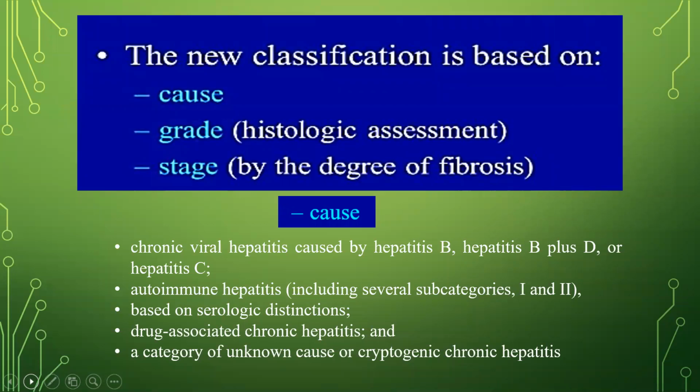But the new classification is based on the cause, the grade, which is similar to histological assessment, and the stage, depending on the degree of fibrosis. By the cause, we can divide all chronic hepatitis into chronic viral hepatitis caused by hepatitis B, B plus D association, and C; autoimmune hepatitis, including several subcategories based on serological distinction; drug-associated chronic hepatitis; and a category of unknown cause, or cryptogenic chronic hepatitis.